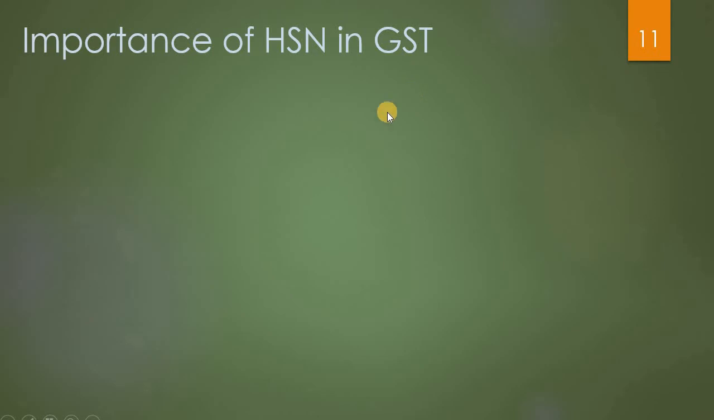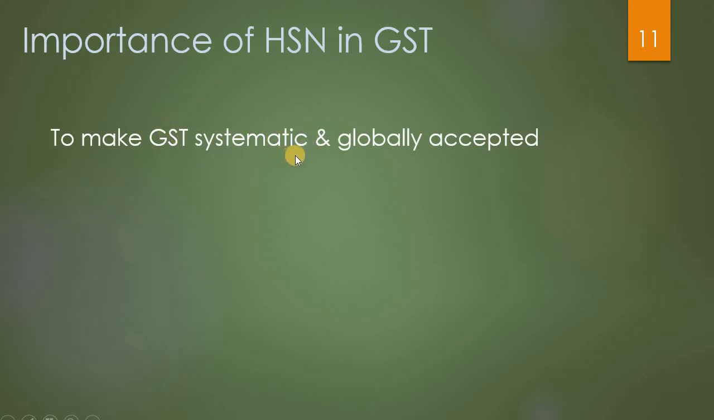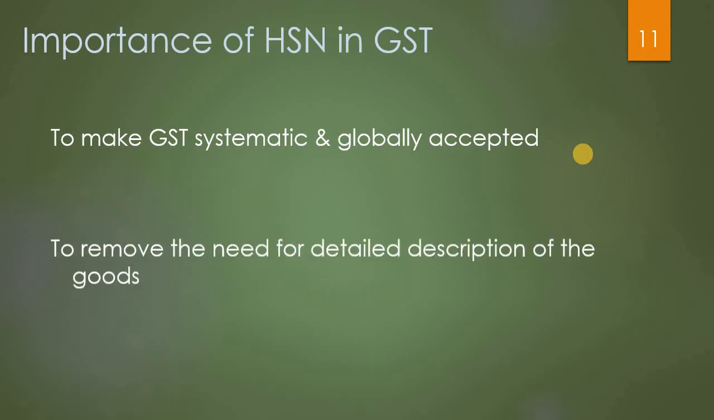Now let us discuss the importance of HSN in GST. The primary importance of HSN in GST is to make the classification of the goods logical and systematic. This is the primary purpose, because that was done in the customs and excise. In GST also, it is to make the system systematic and globally accepted, so that there is no confusion regarding the goods, the rates of taxes, or the description of the goods. So it is completely systematic and logical.